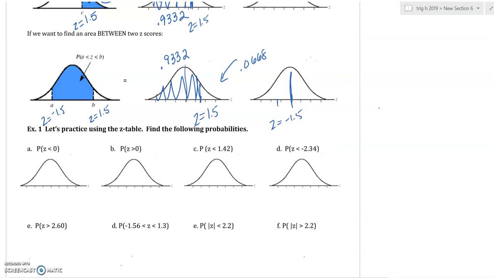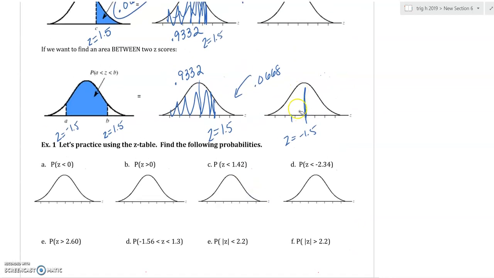So over here, we know that this area would be 0.0668. So again, if you were looking for the area in between, under the curve, in between those two z-values, you could say 0.9332 minus 0.0668. And so you should get an answer of 0.8664.